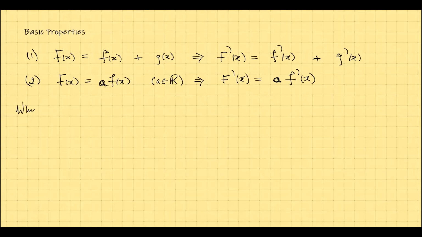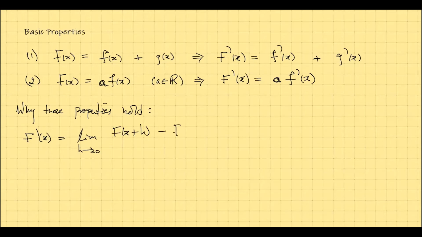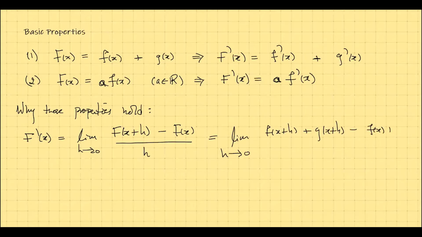Let's have a think about why these properties may hold. And of course, we go back to the definition of what a derivative is. So let's consider the derivative of capital F of x. It's obviously going to be the limit as h tends to 0 of F of x plus h, take away F of x, and the whole thing is over h. Now, by definition of capital F of x, we have the following. And just to make this very clear, let's put some brackets in. And the whole thing is divided by h.